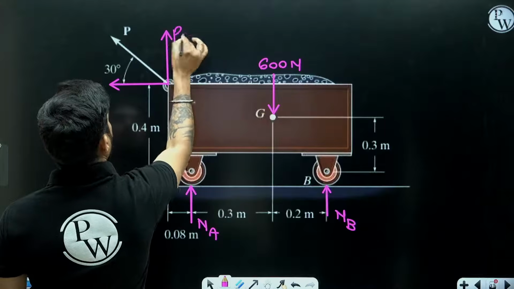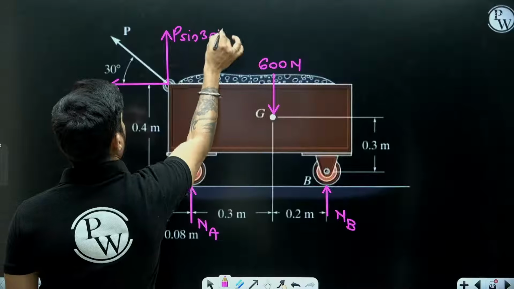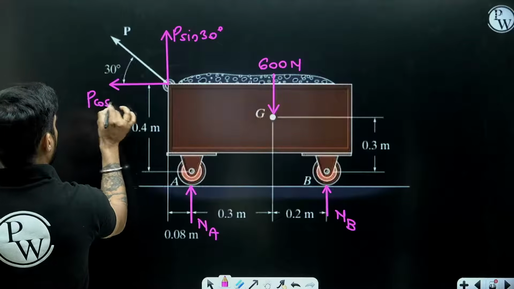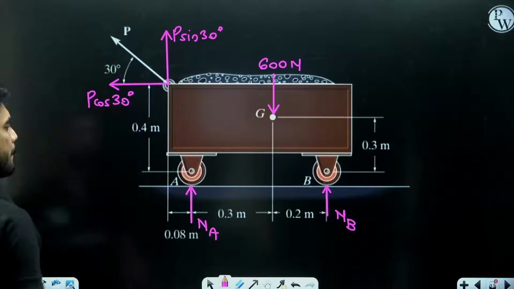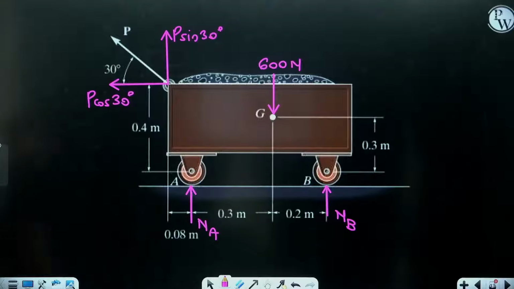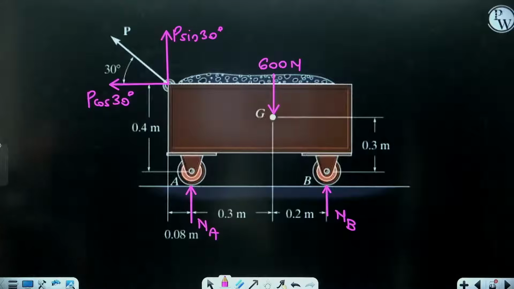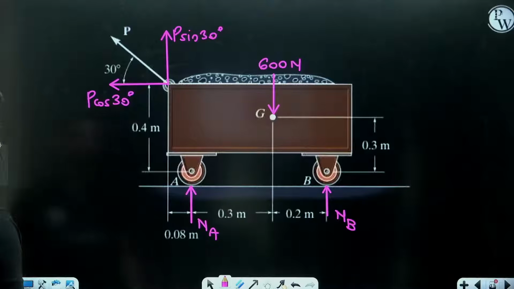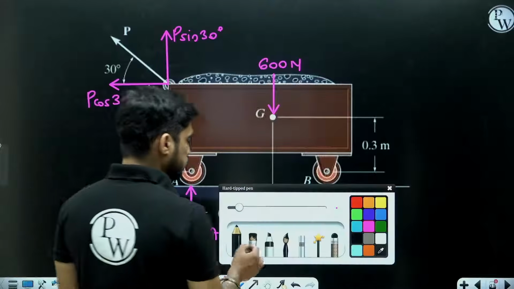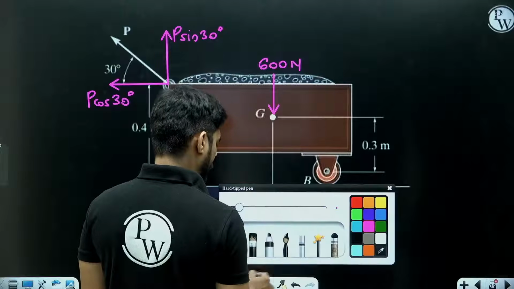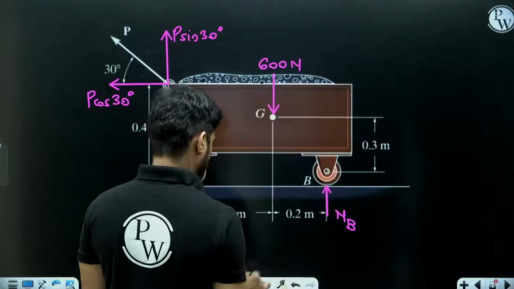So this will be P sin 30. This will be P cos 30. Okay. Now understand. In order to solve this problem, you will try to apply summation of Fy equal to 0.